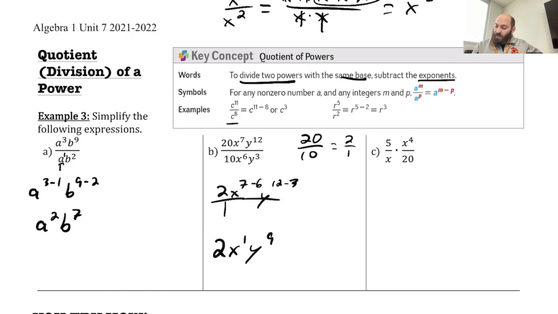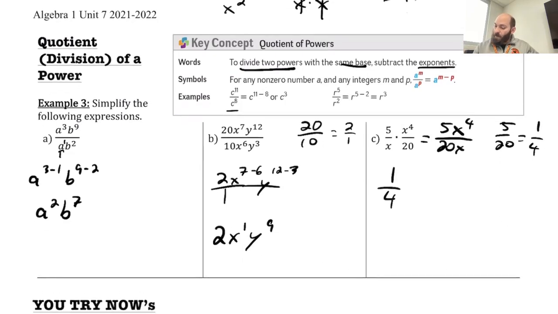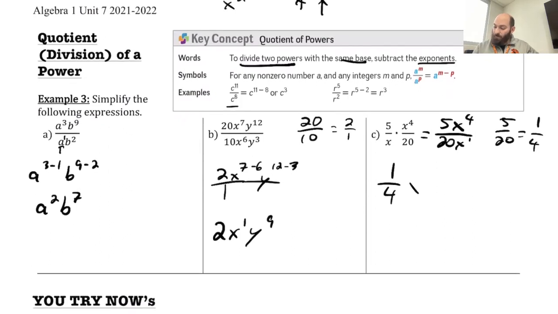All right, for part C, first thing is these are being multiplied together, so I can kind of show that multiplication is like this. Now it's kind of like my previous problem. I have a fraction that's 5/20, so I'm going to reduce that. Both of those are divisible by 5. So 5 divided by 5 is 1, and 20 divided by 5 is 4. So my answer is going to have 1/4 in it. Then I have x to the 4th, and then minus 1 because I have that x to the first on the denominator there. So my final answer is 1/4 x to the 3rd power.